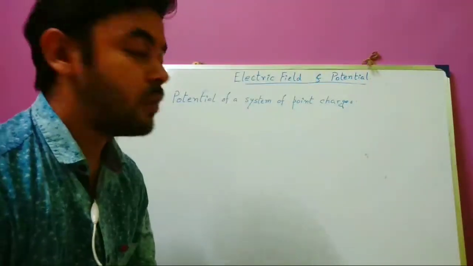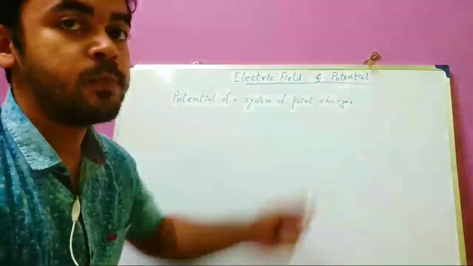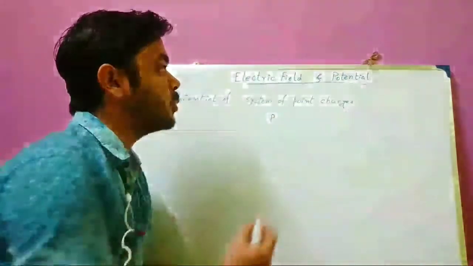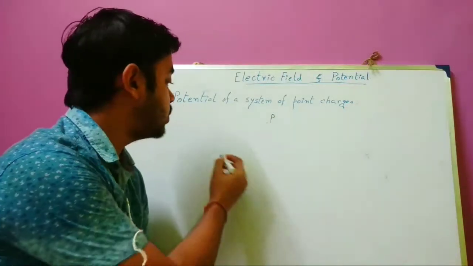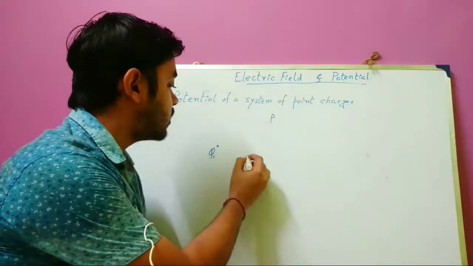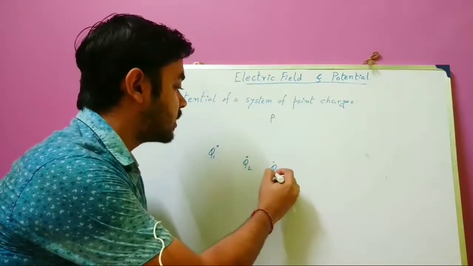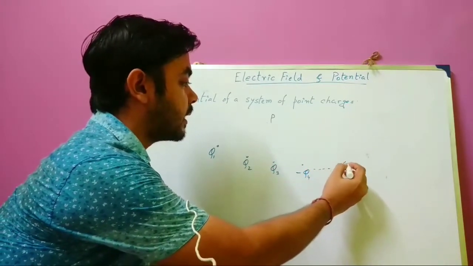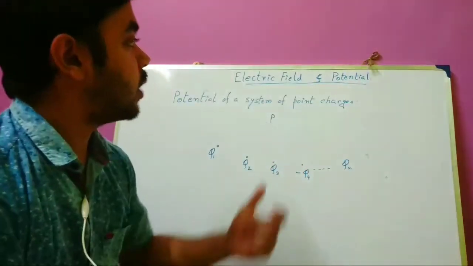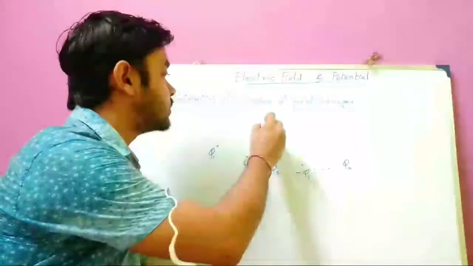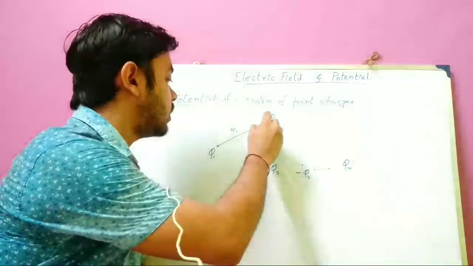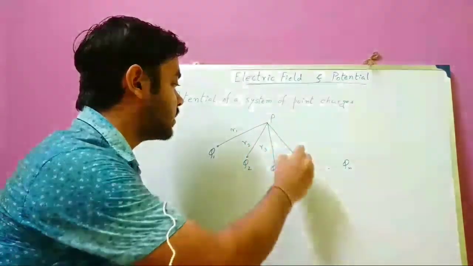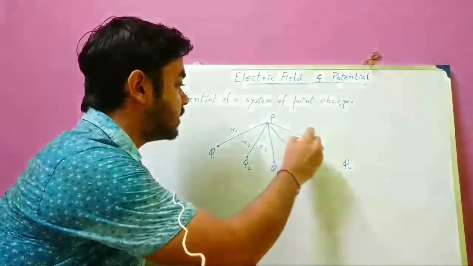Our next topic is potential of a system of point charges. Suppose at point P you have to calculate the electric potential due to the charges Q1, Q2, Q3, Q4 and so on up to Qn. Then what will be the electric potential? Suppose this distance is R1, this distance is R2, this is R3, R4 and so on, and this distance is Rn.